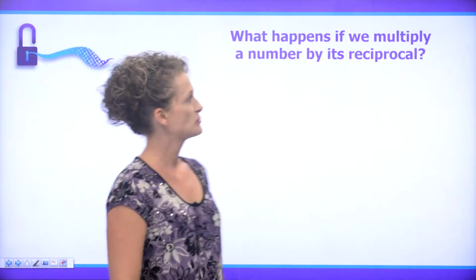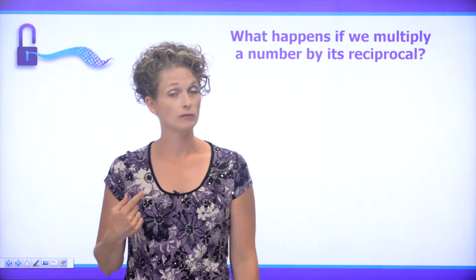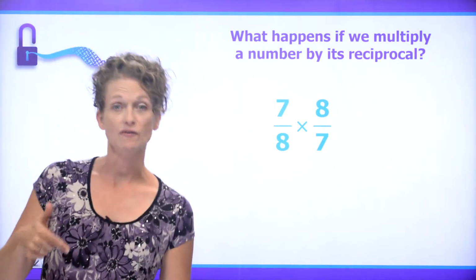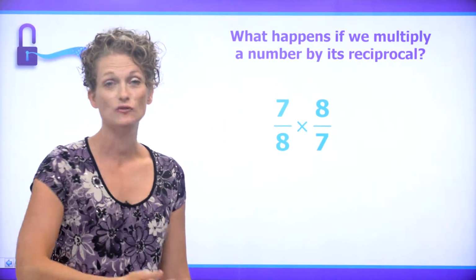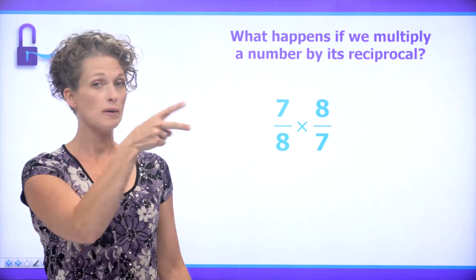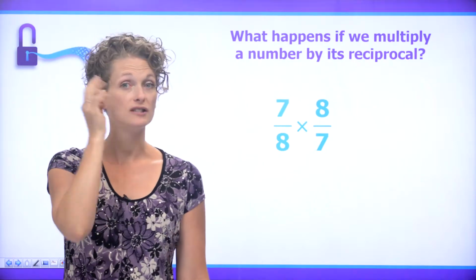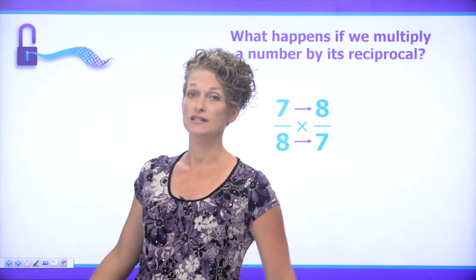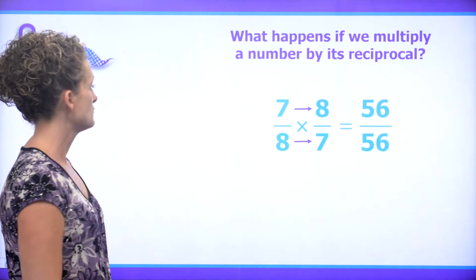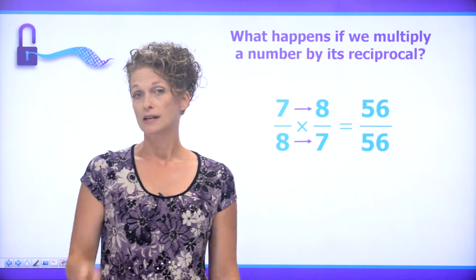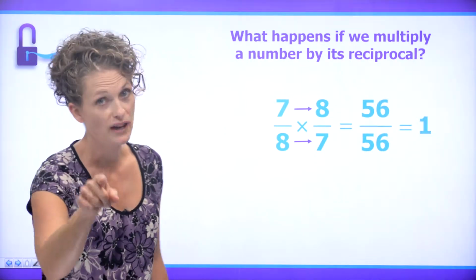What happens if we multiply a number by its reciprocal? Well, let's look at what we just had. 7/8, its reciprocal is 8/7. If we multiply, remember multiplying straight across, numerators and denominators, 7 times 8 is 56, and we get 56/56. Simplify your fractions and you get 1.